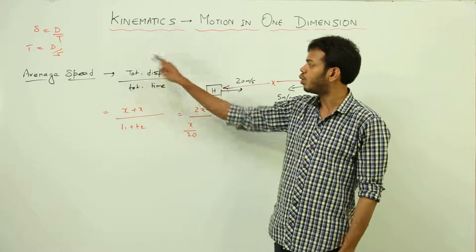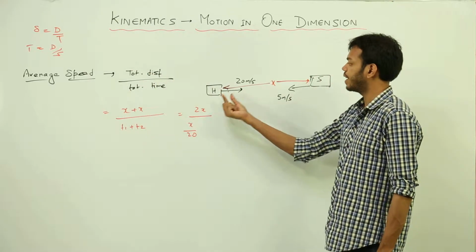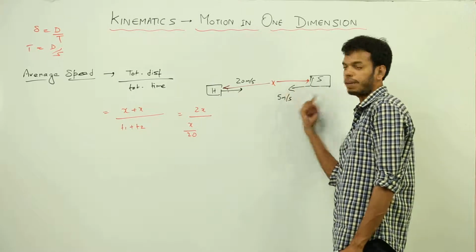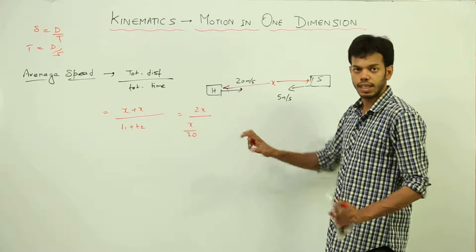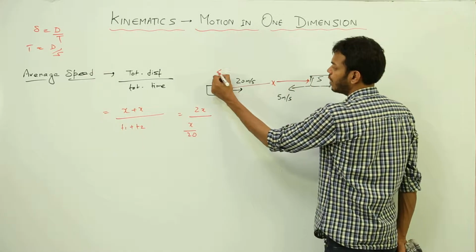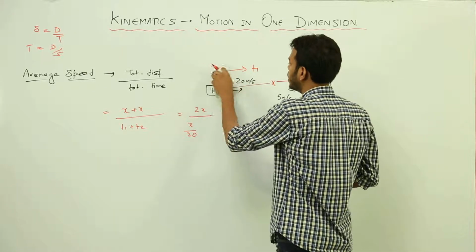We had to find total distance over total time. Total distance is the distance which he covered, that is from here to here and back from here to here, that is x plus x. This is giving me 2x. This is clear. Total time, let us say that it has taken time T1 while going in this direction. So T1 is what?